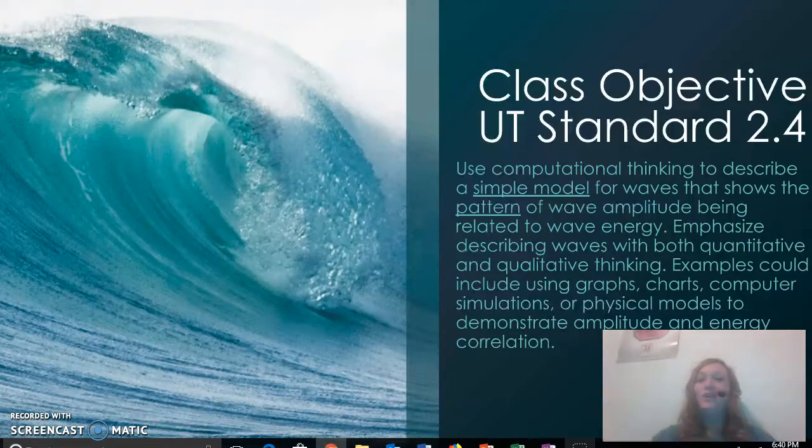All right, so Utah Standard 2.4 says to use computational thinking to describe a simple model for waves that shows the pattern of wave amplitude being related to wave energy, emphasizing describing waves, which is why we have to learn the terms, and both quantitative and qualitative thinking. Examples that we're going to work through today could be graphs, charts, computer simulations, which is what's going to be at the end of our instructional cycle, our homework, a physical model, or demonstrations of amplitude and energy correlation.